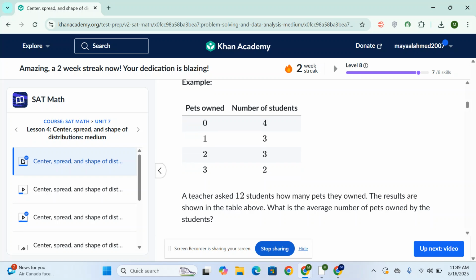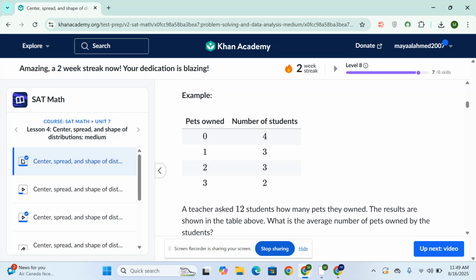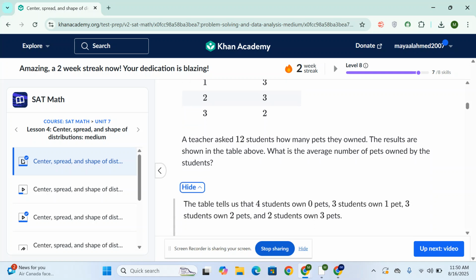Similarly, there's another example, but it's in a different way. So you have a table here. It says that this many students own this many pets. So 4 students own 0 pets, 3 students own 1 pet, etc. They've said that the teacher asked 12 students how many pets they owned, and the results are shown in the table above. What is the average number of pets owned by the students?